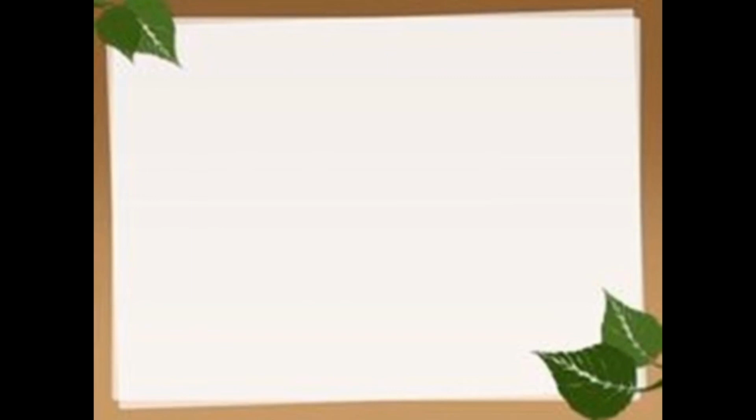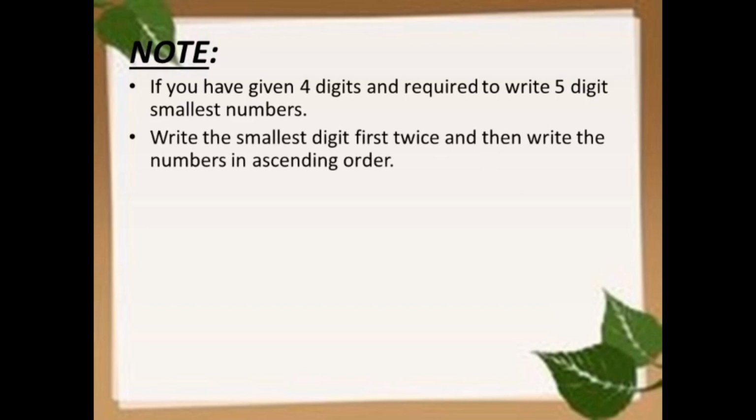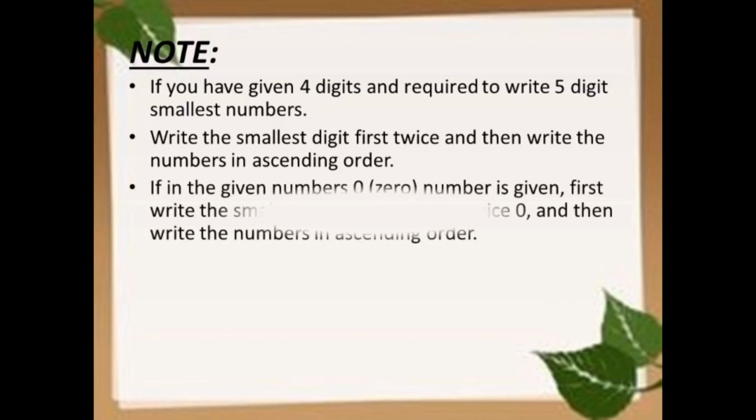Now students, one important note is given, and in this note it is written that if you are given 4 digits and you are required to write a 5-digit smallest number, then write the smallest digit first twice and then write the numbers in ascending order. And if in the given numbers 0 is given, first write the smallest number and then twice 0, and then write the numbers in ascending order.